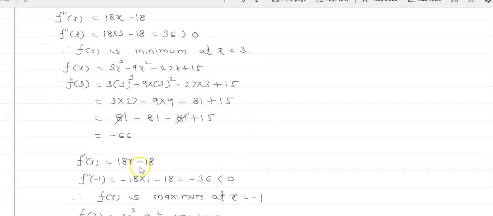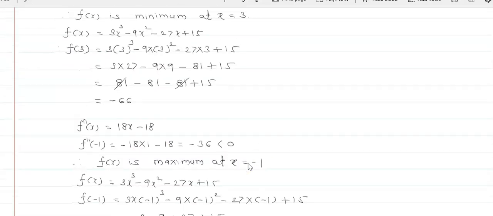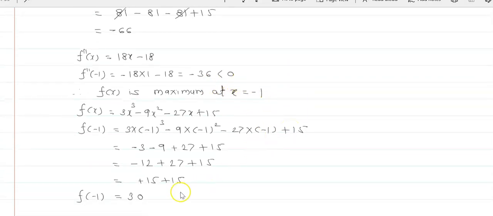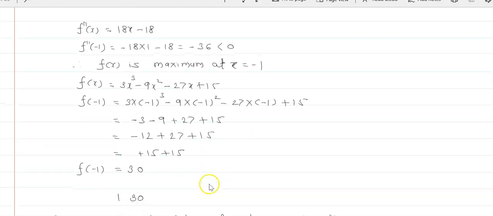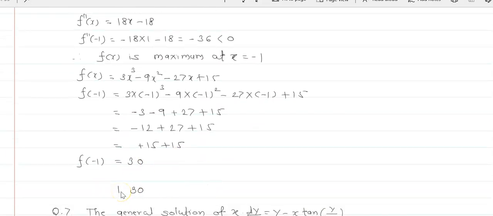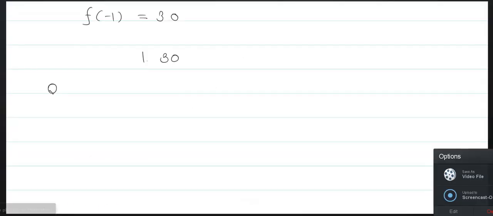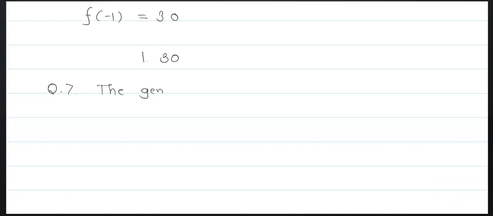f double dash at x equals minus 1 is minus 36, negative. It's a maximum at x equals minus 1, and its value is 30. Hence option 1 is correct. Now the next is question number 7.